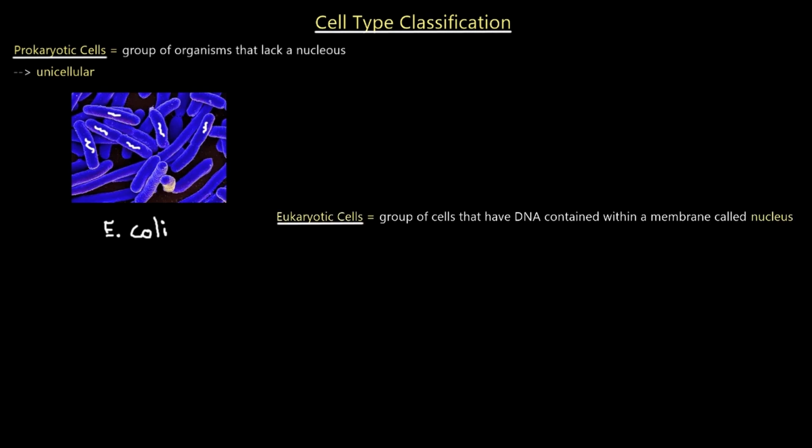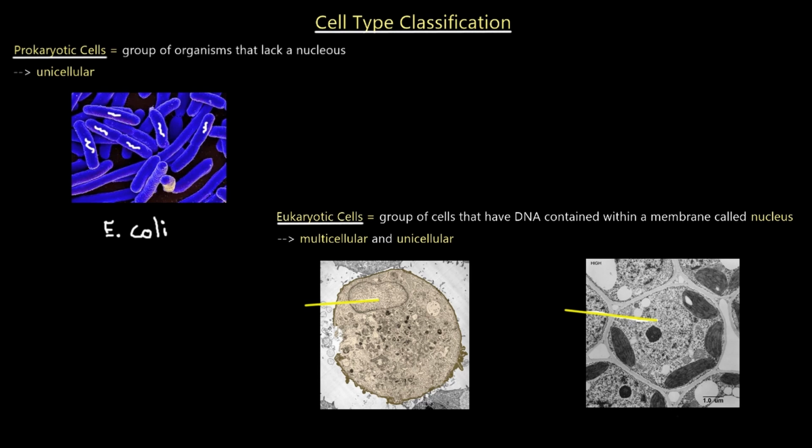Now, if we're looking at the other side of the spectrum, we have eukaryotic cells, and that's a group of cells that have DNA and genetic material that is contained within a membrane. We call this membrane a nucleus. Like I mentioned earlier, eukaryotic cells could be multicellular, but they could also be unicellular, unlike prokaryotic cells that can only be unicellular.